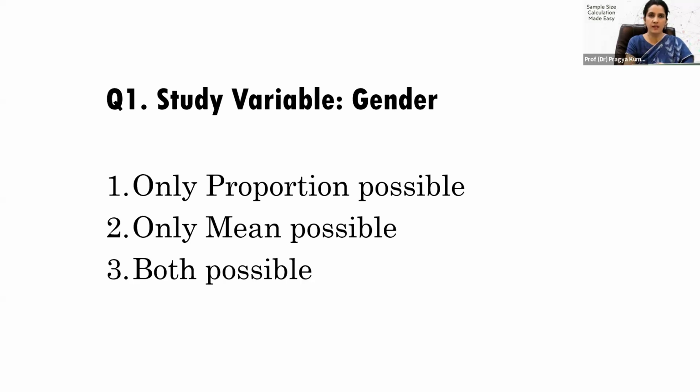So if the study variable is gender, what will be your answer? Only proportion possible, only mean possible, or both possible? Yes, only proportion, because you cannot decide a mean for a gender. Blood loss, if my outcome variable is blood loss.